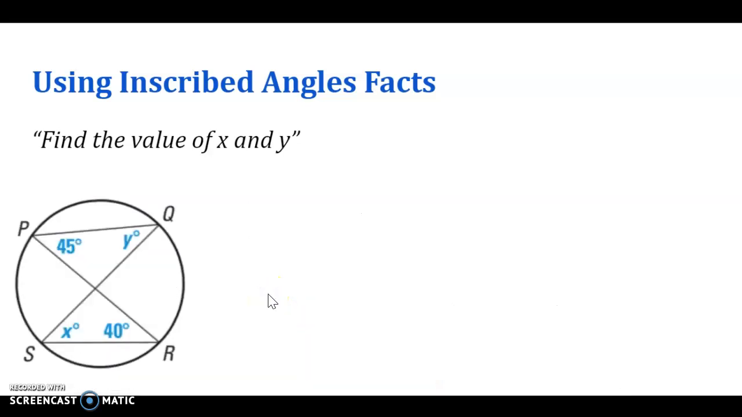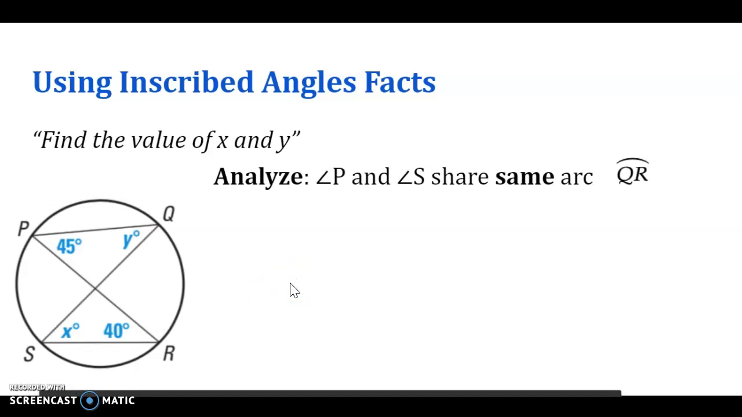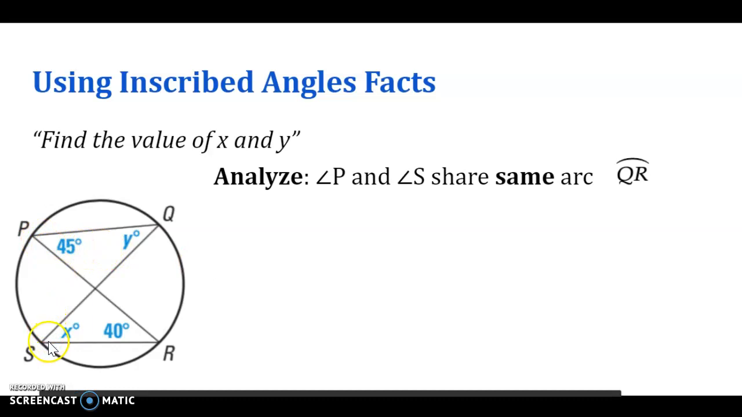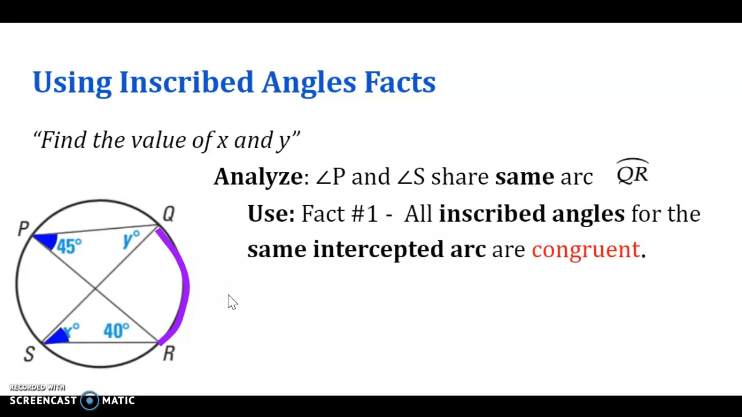Let's try a different problem. Find the value of x and y. Okay, what do we have so far? Angle P and angle S share the same arc QR. They are both inscribed angles to arc QR. So, what do we know about inscribed angles? Given one particular arc, they're always going to be congruent. So x is going to be 45 degrees.